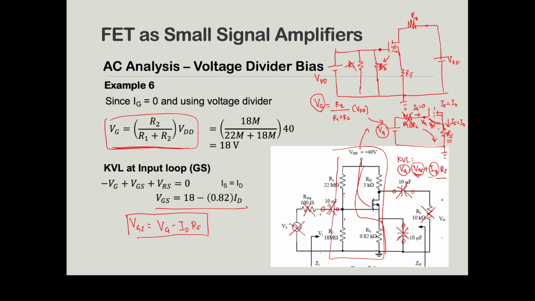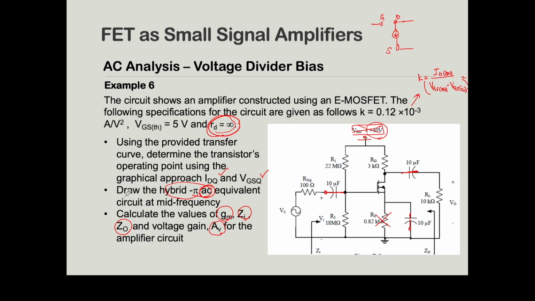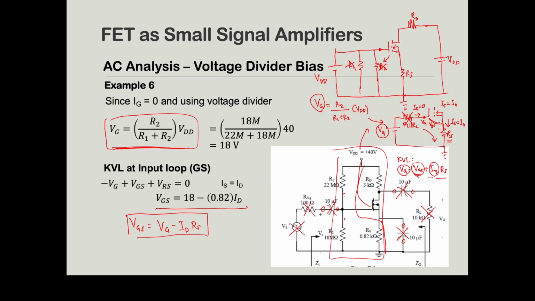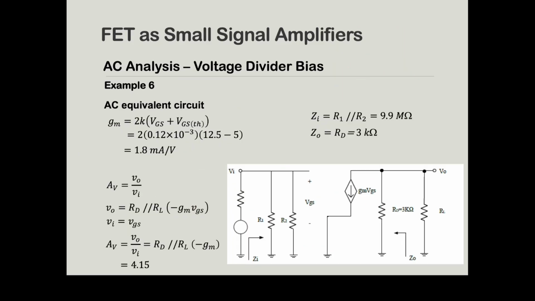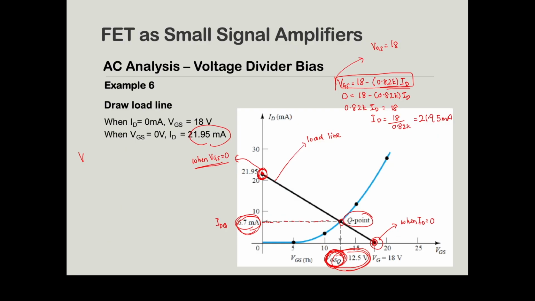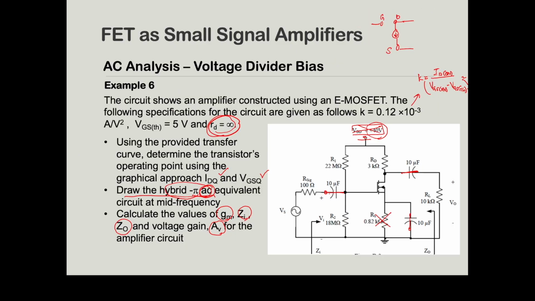This is not finished yet, because the question asks us to draw the hybrid pi AC equivalent circuit at mid frequency. At mid frequency, what will happen to your capacitor? Our capacitor will become short circuit. This capacitor now will become short circuit, this will become short circuit, this will become short circuit. When this becomes short circuit, what will happen to your RS? RS will be excluded, because all the current will flow into your capacitor and avoid passing through resistor RS.